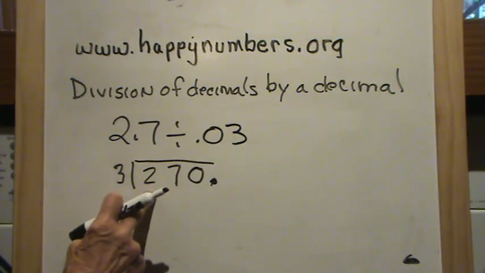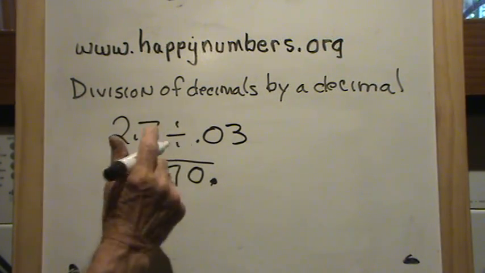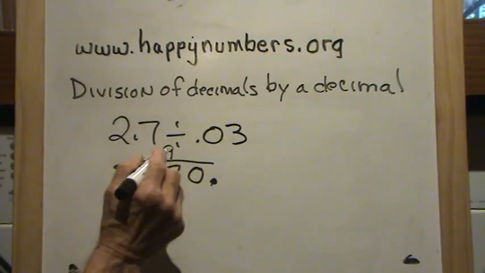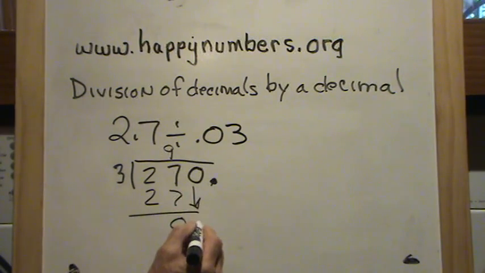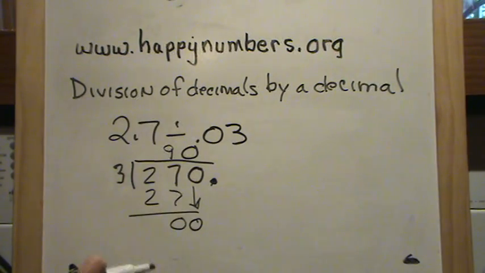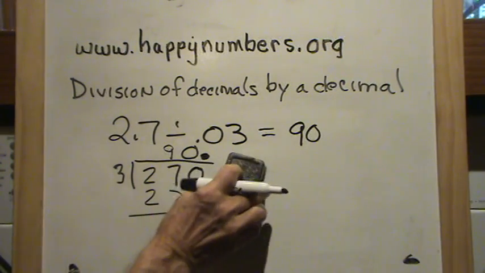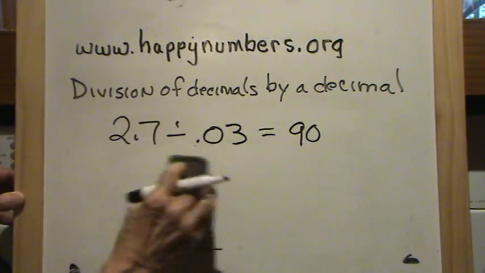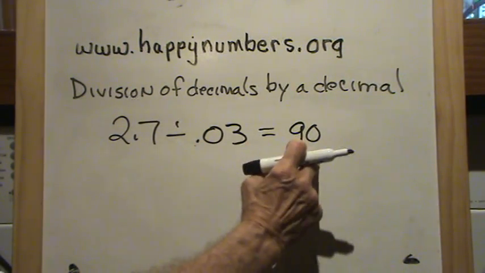Well, let's do the division. 3 goes into 2, cannot go into 2, it's too big. 3 goes into 27, 9 times. 9 times 3 is 27. We get 0, bring down the 0, 3 goes into 0, 0 times, and that's 0 and 0, and so the problem's done, and then we just put our answer up there. So the answer then is 2 and 7/10 divided by 3/100 is 90.